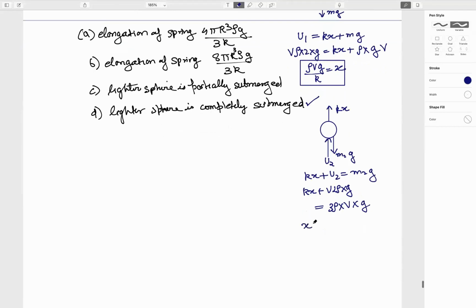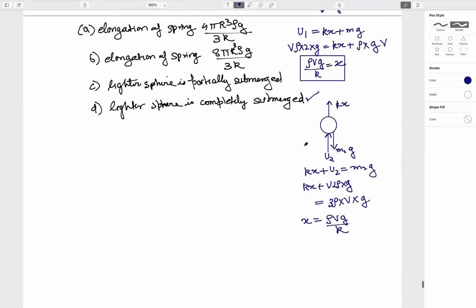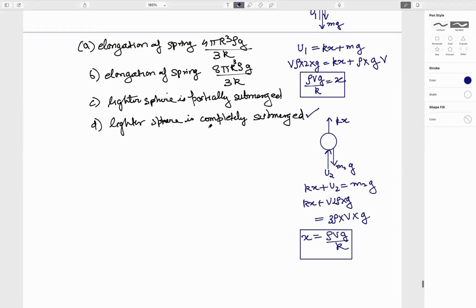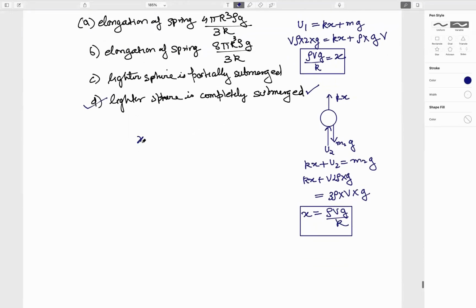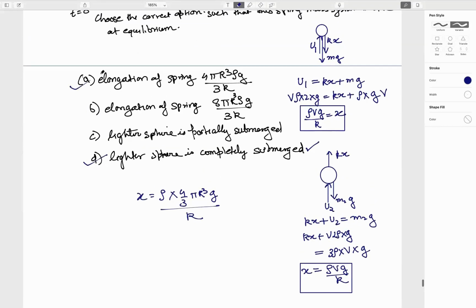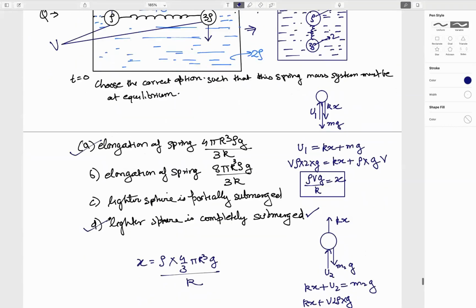So what we get is X equals rho Vg by K. So elongation from both is coming the same. So our initial intuition is correct. So the lighter sphere is completely submerged, that is correct. And elongation is X equals rho into 4 by 3 pi r cube into g divided by K. So that is this. So A and D are correct.